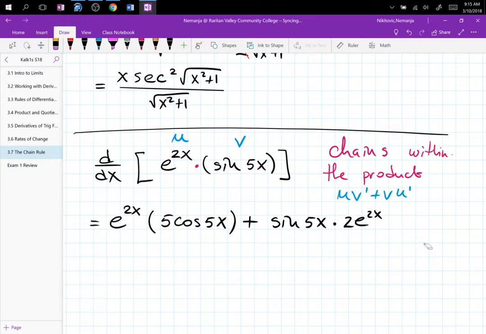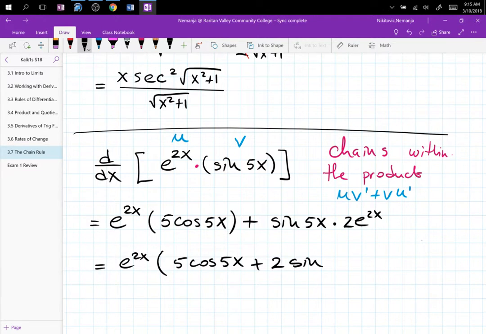Now when you look at these, you see that you have e to the 2x common. So you kick that out, common factor, and you are left with 5 cosine 5x plus 2 sine 5x. You have to do this because the next step is equal to 0 and, you know, doing other stuff.